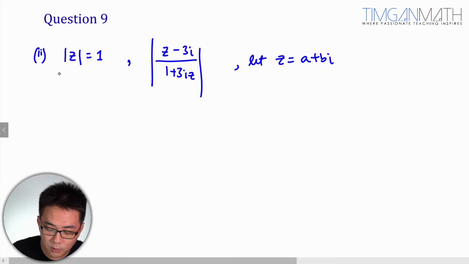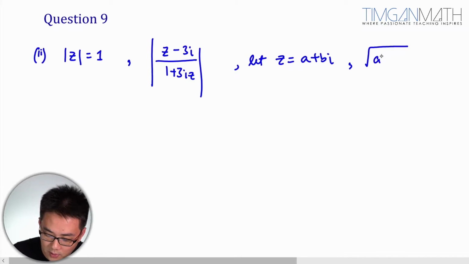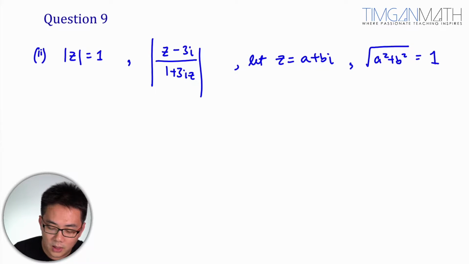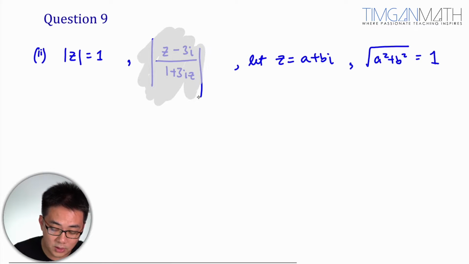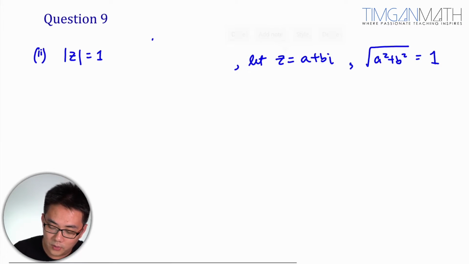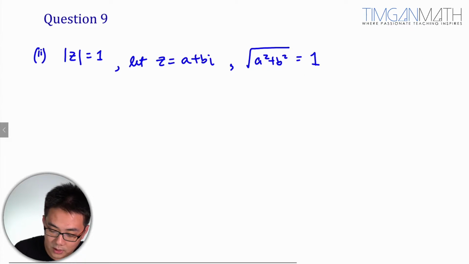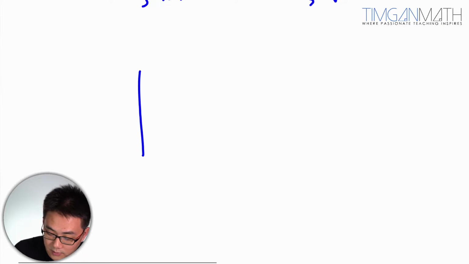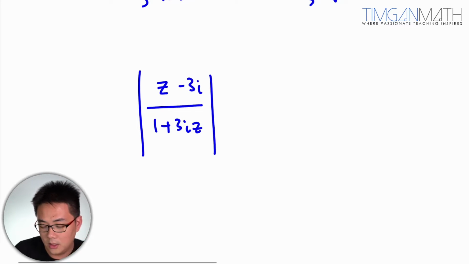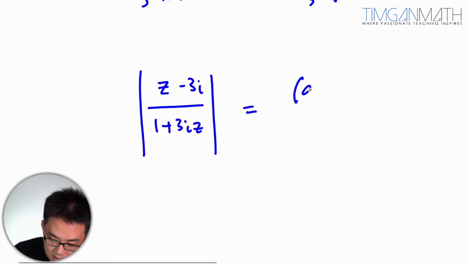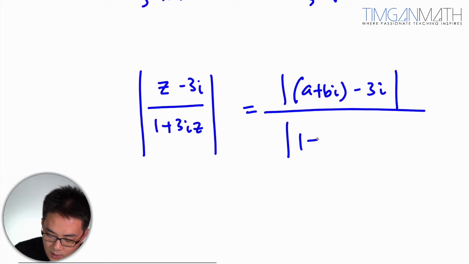Because mod z is 1, I know that the square root of a square plus b square equals 1. So right away I know that this is likely going to be a manipulation question, right? So try your best to see whether we can manipulate this part properly. I'm just going to do this part, the modulus of (z − 3i) over (1 + 3iz). In this case, z is a plus bi, so the numerator is a plus bi minus 3i, and the denominator is 1 plus 3i times (a plus bi).